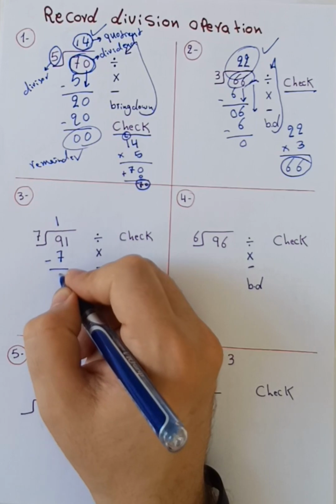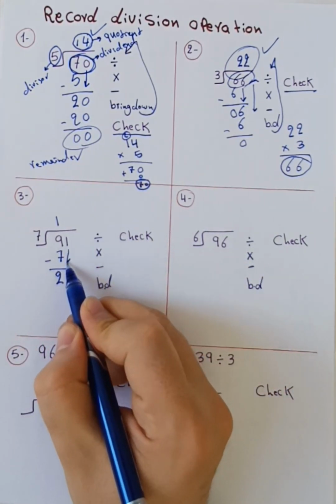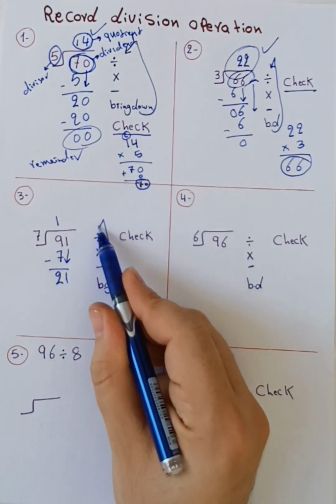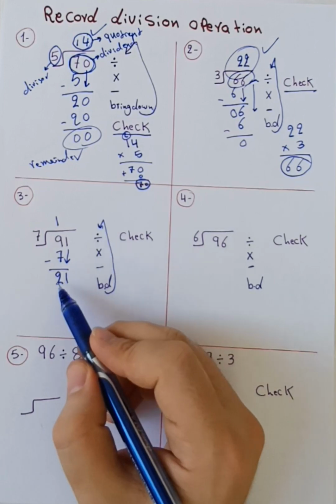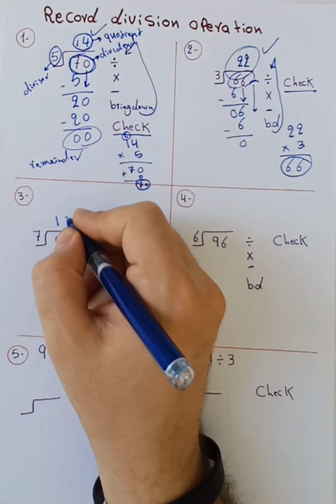9 minus 7 is 2. After subtract, you have bring down. You have to bring down 1. Now you have 21. After bring down, you have to go back to the first step, divide. 21 divided by 7, it means which number multiplied by 7 is equal to 21 or close to 21. We have exactly 3. 3 multiplied by 7, exactly we get 21.